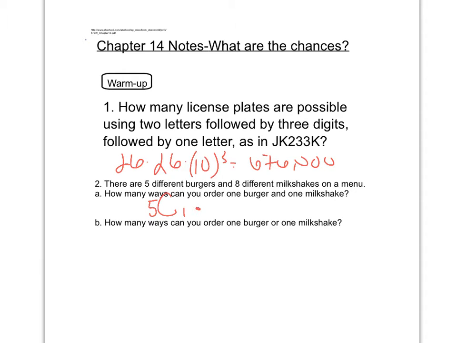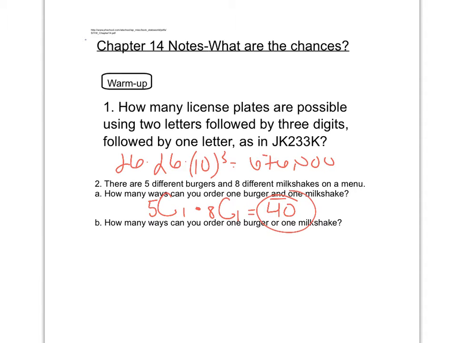And then you have to multiply because it says and, right? And then there are 8 different milkshakes, so you're doing 8 choose 1. If you multiply that out, you get 40. What you should probably notice is that 5 choose 1 gives you 5, and 8 choose 1 gives you 8, so you just multiply those 2 numbers. And again, that's because you're dividing out all of those extra options, so you end up with 40.